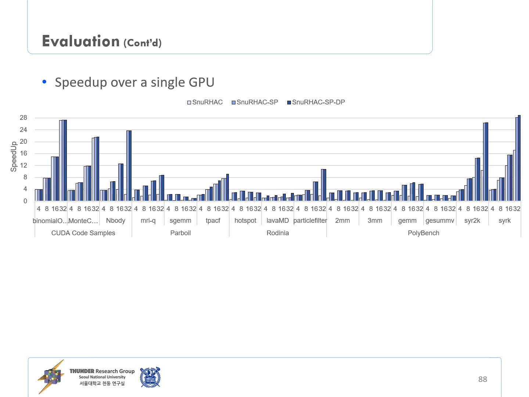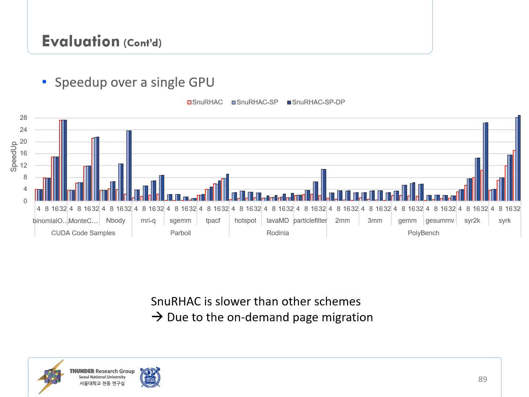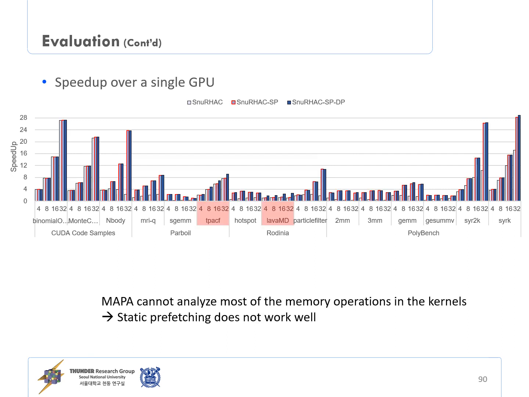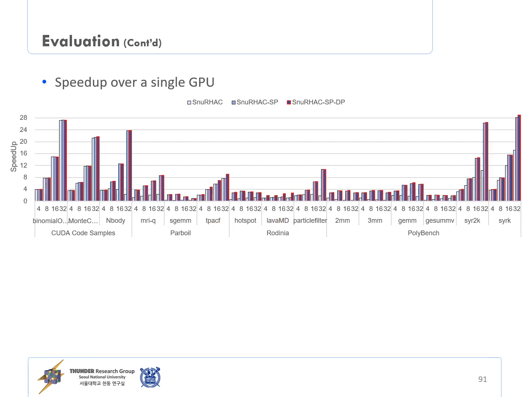This figure shows the speedup of each application by varying the number of GPUs. The speedup is obtained over a single GPU which runs each application using the CUDA runtime only. SnuRHAC shows the poorest performance because pages are migrated on demand. SnuRHAC SP shows similar performance to SPDP but shows notable differences for TPACF and LavaMD. This is because MAPA cannot analyze most of the memory operations in the kernels. Thus, static prefetching does not work well. SnuRHAC SPDP shows the best performance for all applications.